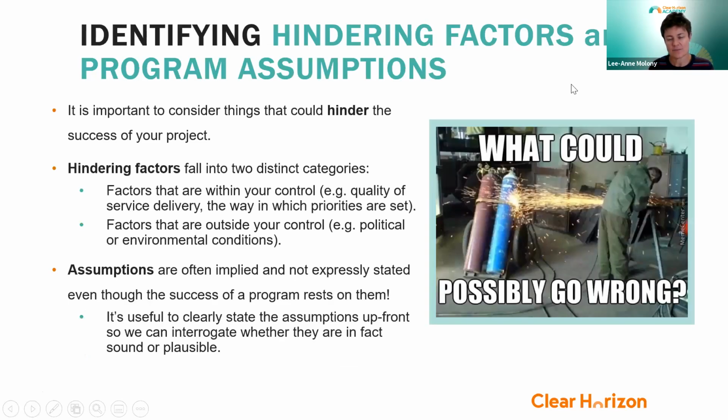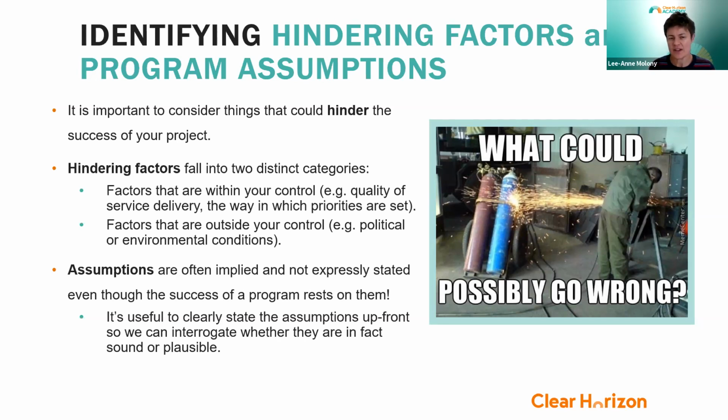And the second part of this interrogation is understanding the hindering factors and the program assumptions. We'll talk in a bit more detail about assumptions in a second, but here we're really talking about the hindering factors. They can fall into two distinct categories: factors within your control, and factors that are outside of your control. Factors within your control are around things like the quality and the speed with which you do things, the quality with which things are implemented, the way in which priorities might be set.